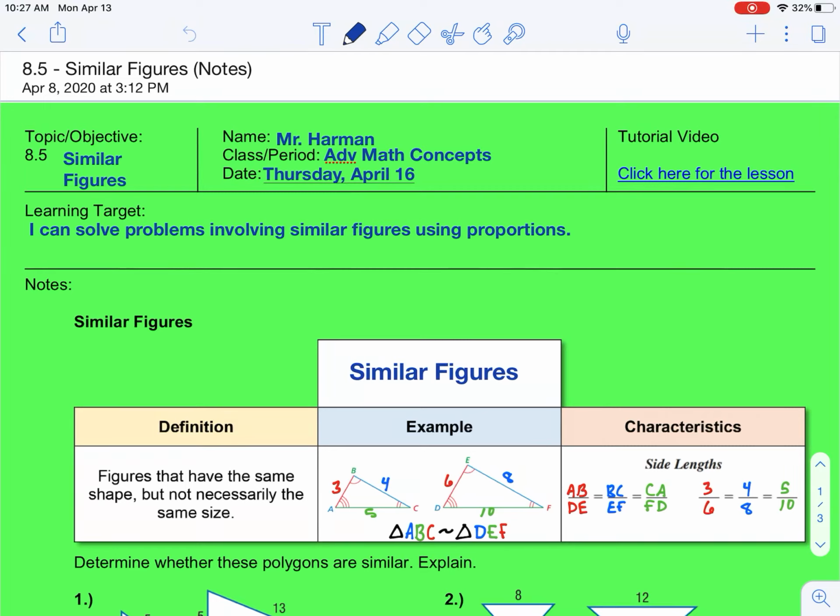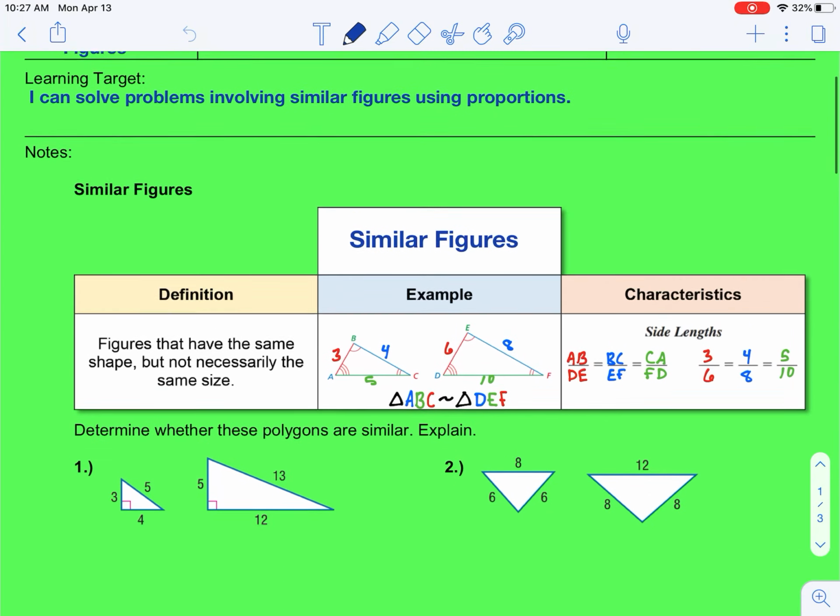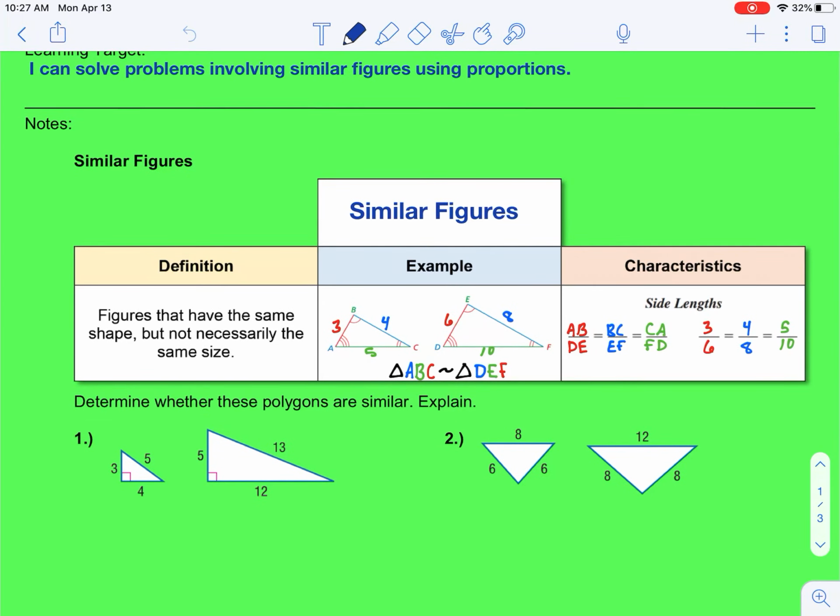So our lesson for today is 8.5 on similar figures. Our learning target is I can solve problems involving similar figures using proportions. This is exactly the same thing that we did yesterday when we were solving our word problems. So similar figures are figures that have the same shape but not necessarily the same size.